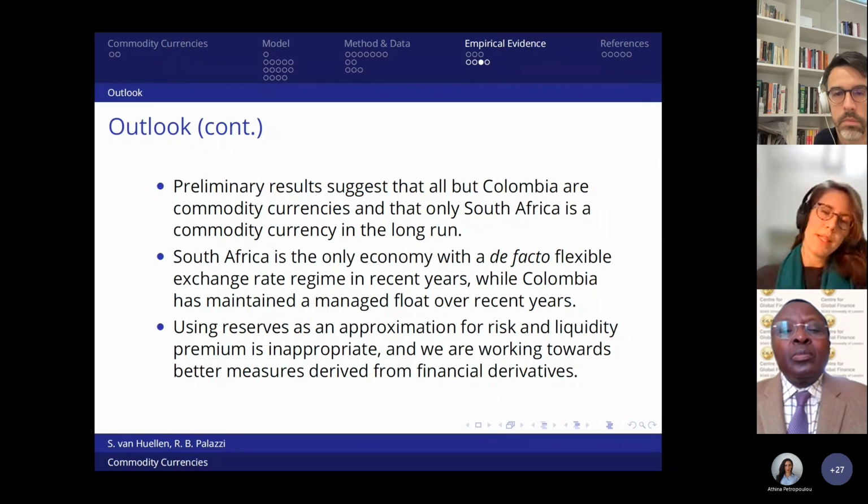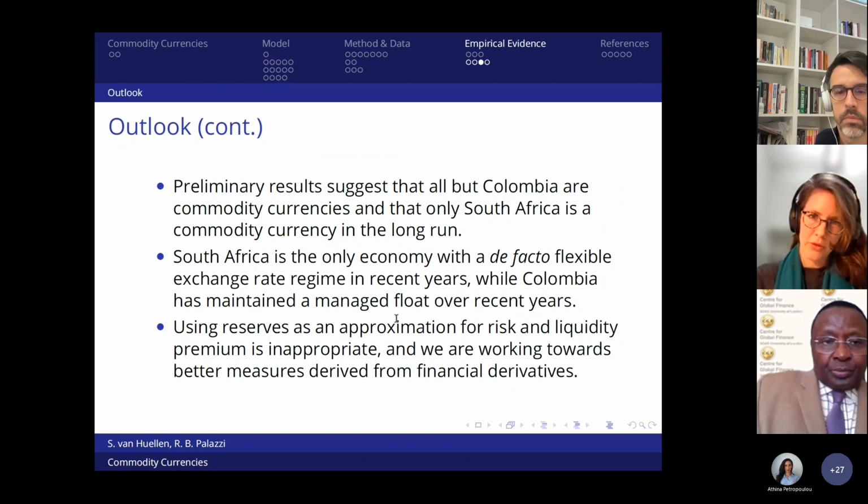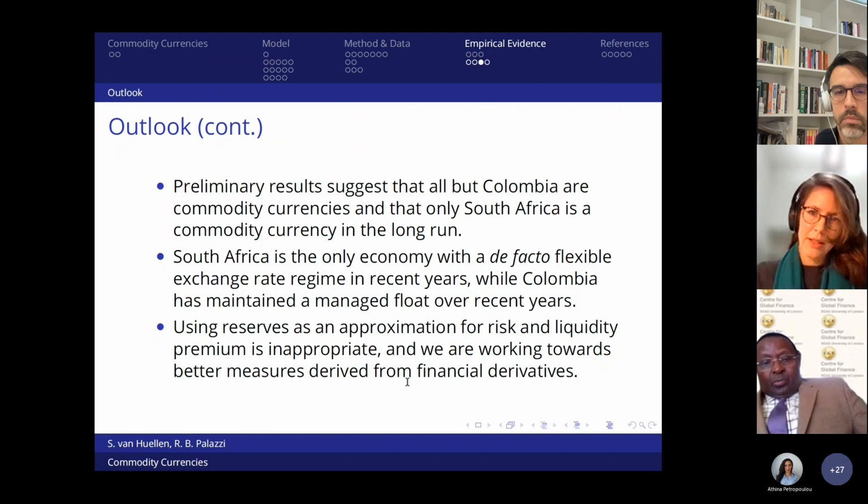Colombia seems to be the weakest case here, but also the case that the most strongly intervenes in the exchange rate. South Africa, the strongest commodity currency case, is also the country that the least intervenes, at least more recently. So it's the only country with a de facto flexible exchange rate regime in recent years.